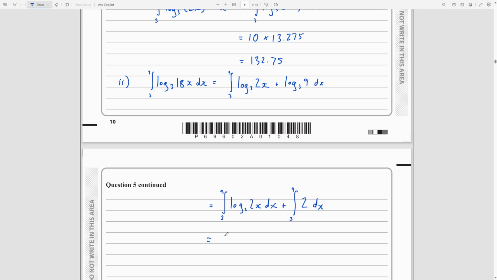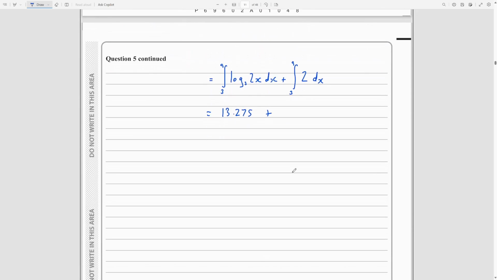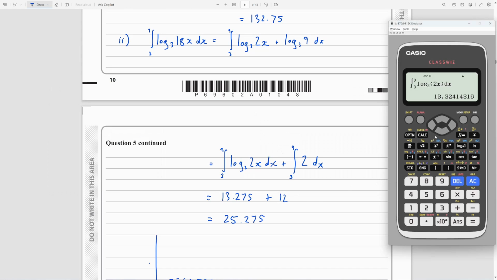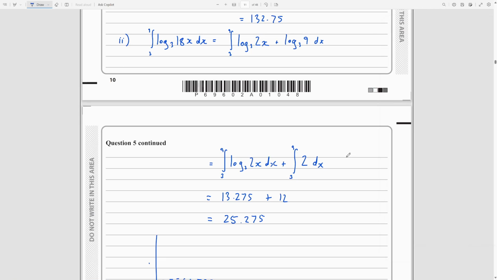Okay, each of these at a time. This one we know, it's just 13.275. What's this? Well, the integral of 2, you could imagine a graph of this. That's just y equals 2, right? And we want to evaluate that between 3 and 9. Well, that's just a rectangle with a base of 6 and a height of 2, so that's 12. So we can add these together and we get 25.275. Again, you can do a quick check of that quite nicely using the calculator by just changing this to 18. And yeah, look, it's really similar. Again, if you'd made a mistake, that would be miles off. So there is question 5.